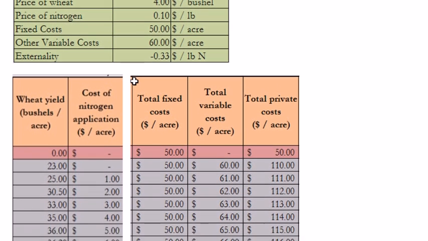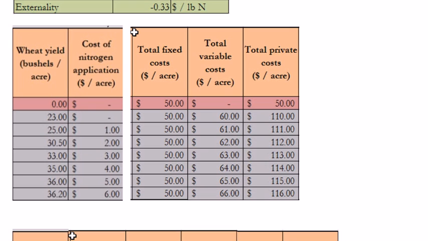Now, in the different scenarios for nitrogen cost and fixed cost and variable cost, we were able to say for any given yield, say if you want to produce 33 bushels per acre, your total cost of production will be $113 per acre. So you spend $113 per acre to get those 33 bushels from that acre. And remember, this thing says private cost. Private just means the cost that the farmer actually pays.